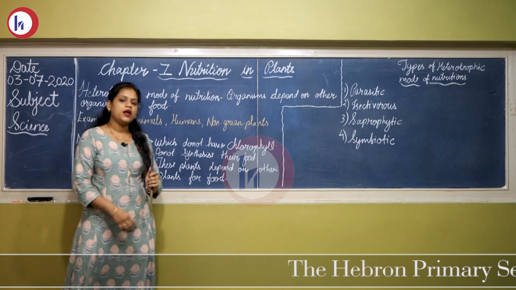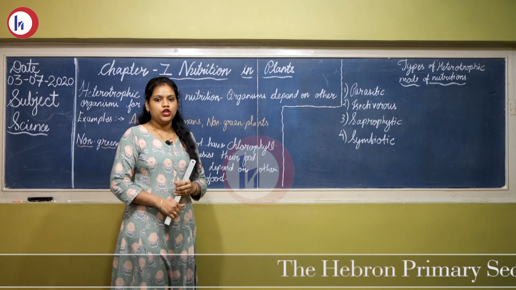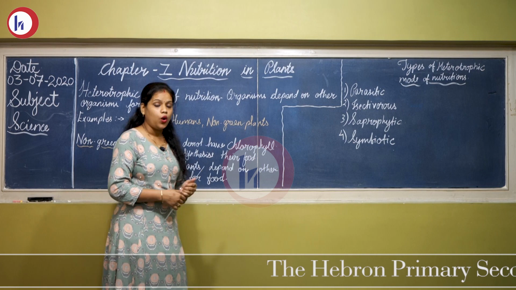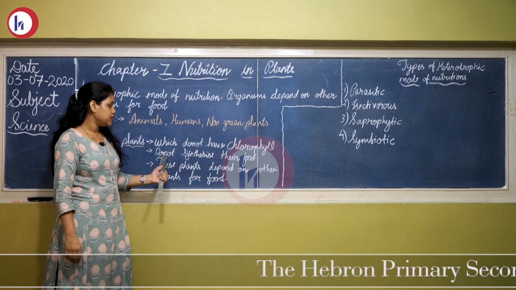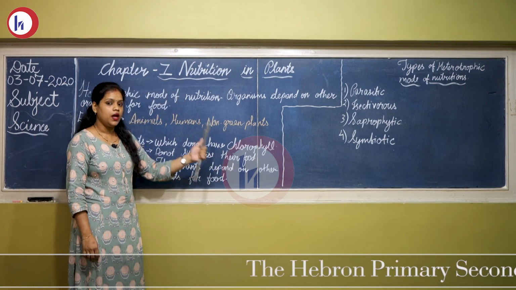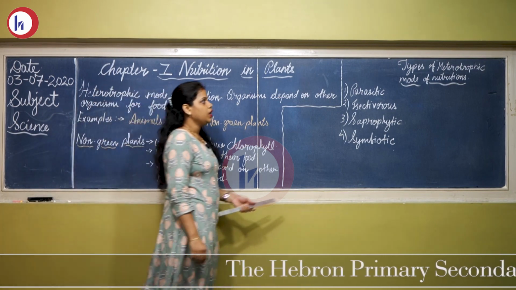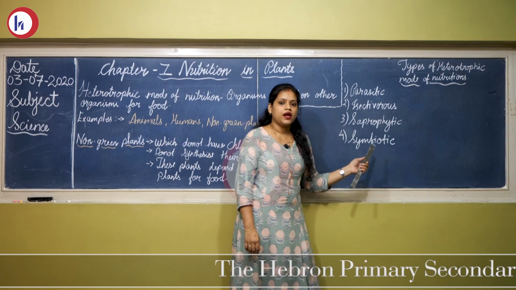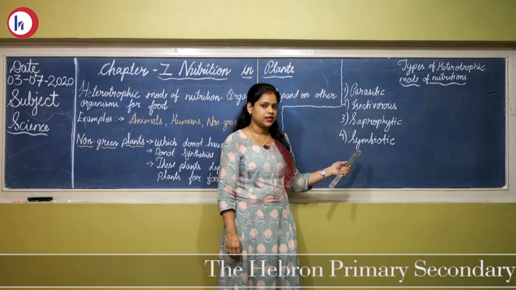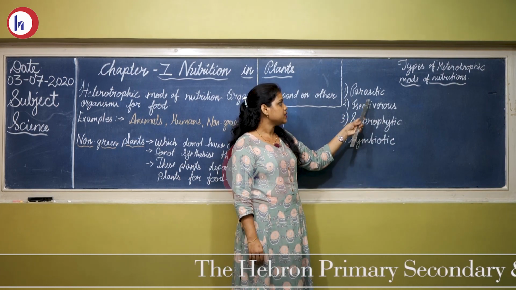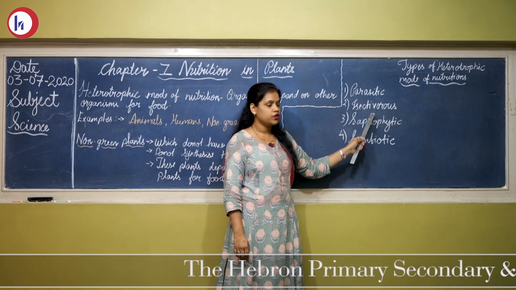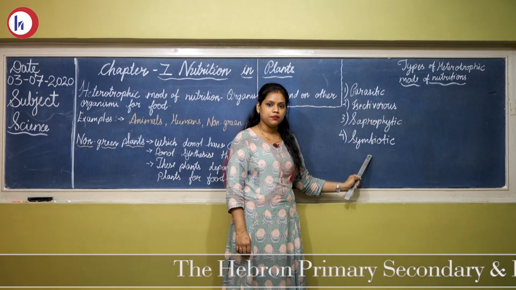So how do these non-green plants get their food? They depend on other plants. That means they do not synthesize their own food, but depend on other plants for their food and nutrition. Here I have described 4 types of heterotrophic mode of nutrition. The first one is parasitic, then insectivorous, saprophytic and symbiotic.